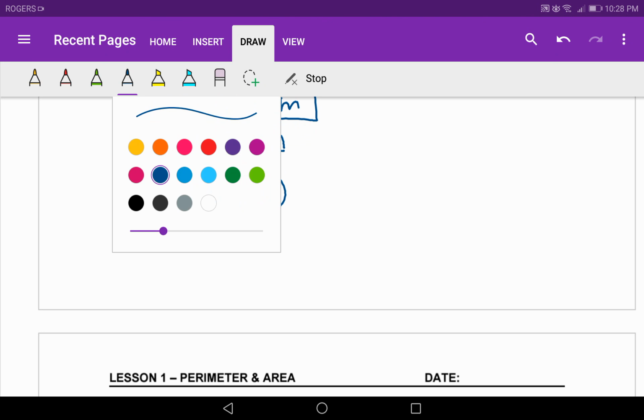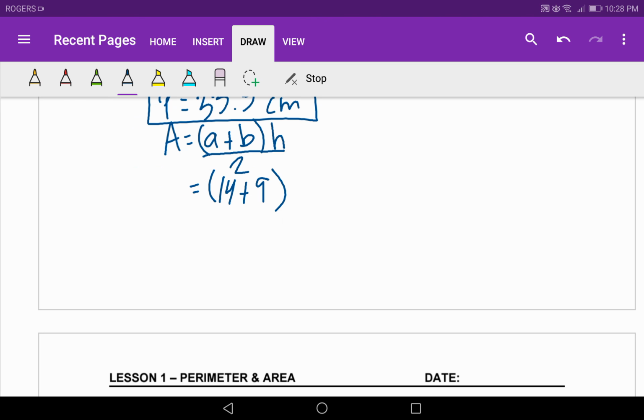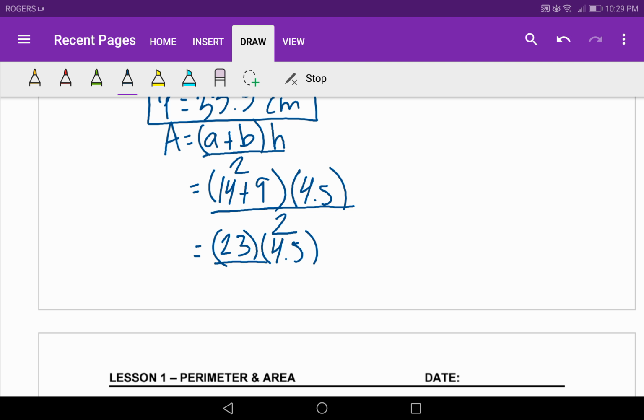So then simply do 14 plus 9, put another set of brackets, and put your 4.5. And then the formula did say, don't forget to do this, to divide by 2. So it's A plus B times h divided by 2. Now let's follow BEDMAS. What is A plus B? 14 plus 9 is 23. Keep that in a set of brackets. Now take your 23 and we're going to multiply it by 4.5 and then divide it by 2.